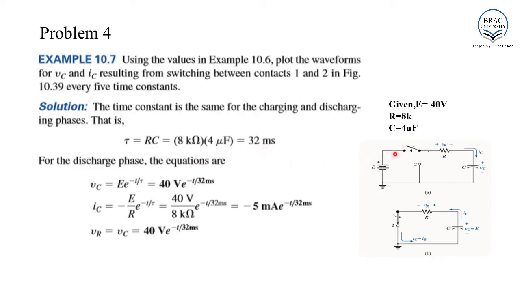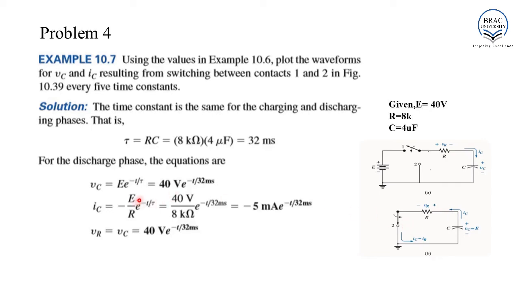For the discharging phase, the switch is moved from position 1 to position 2, and this is how the network will look. The direction of I has been reversed from what it was in the charging phase, as well as the polarity of the voltage across the resistor.